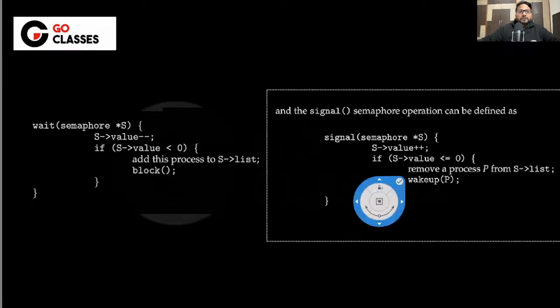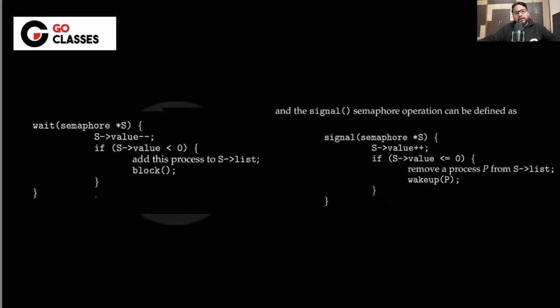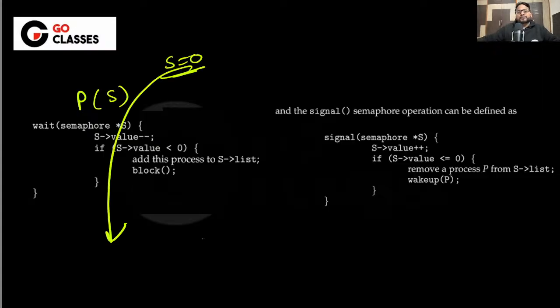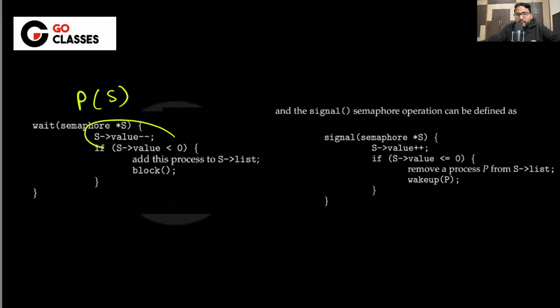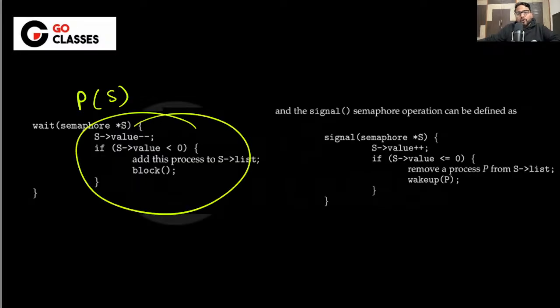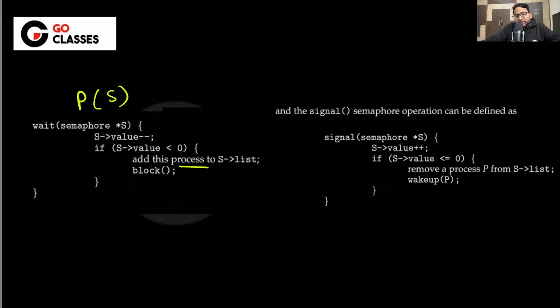So here in this P, we are decrementing it, and what we actually want is that if S is 0 initially, then we don't want to pass through this P. Which means after decrementing, if it is negative, can anyone tell me what this means? The initial value cannot be more than 0. If after decrementing it is negative, then the initial value may be 0 or negative, right? So I want to put it in the queue.